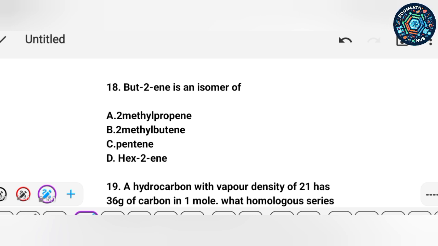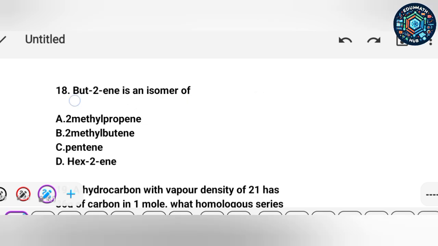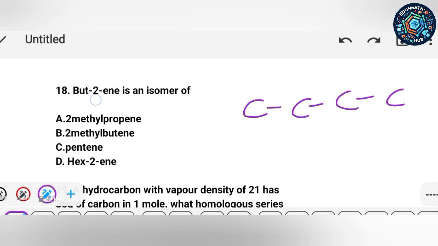Now the next one is butene is an isomer of what? So the first thing to do is to get the carbon chain. So since you have but here, but means 4 in organic chemistry. So you're going to draw 4 carbon chains first. So you have 4 carbon chains. Then, since you have 2 here, that means the position of the double bond is in the middle, not at the end here, but in the middle. So put it in this center here.